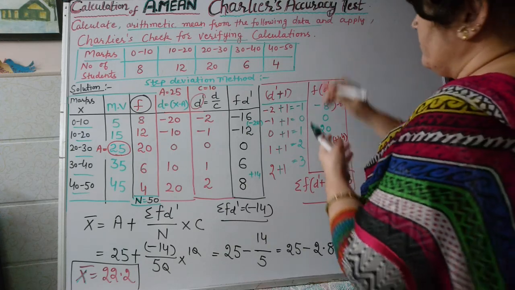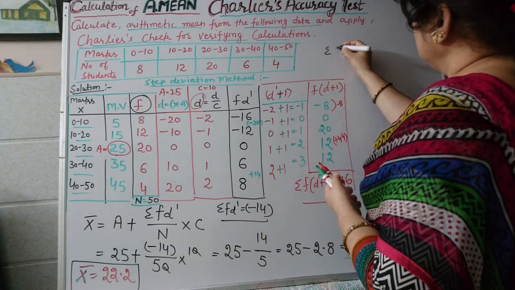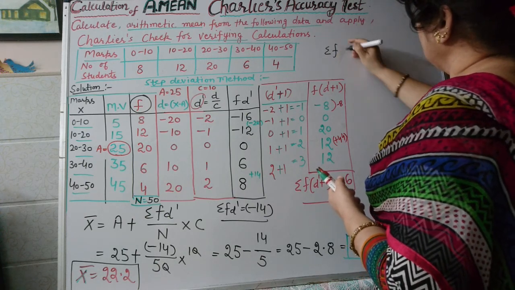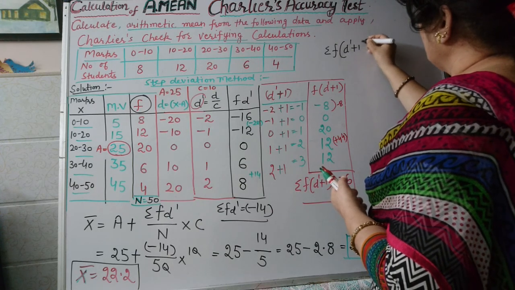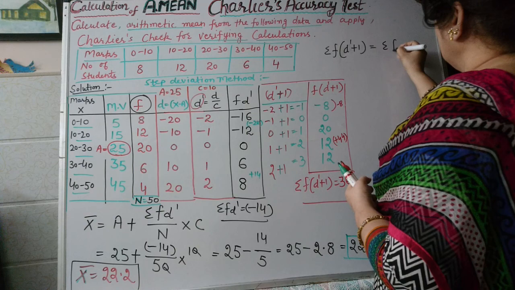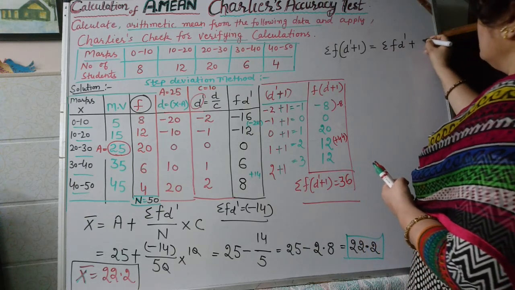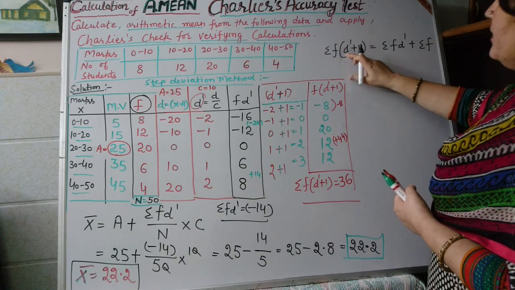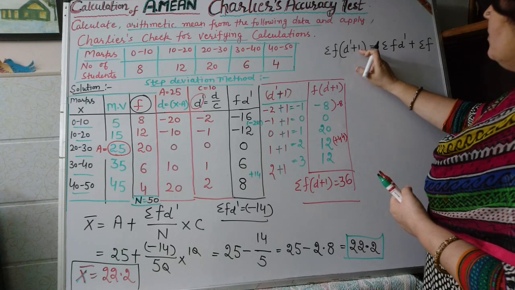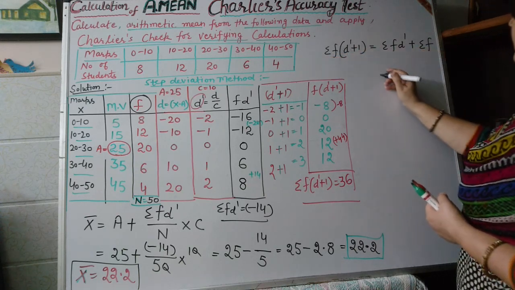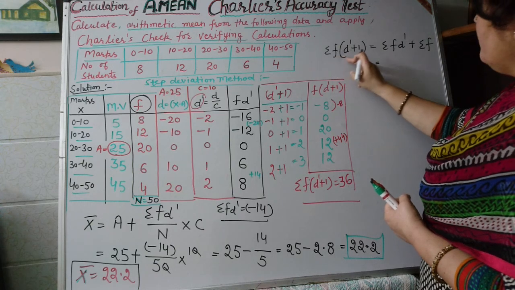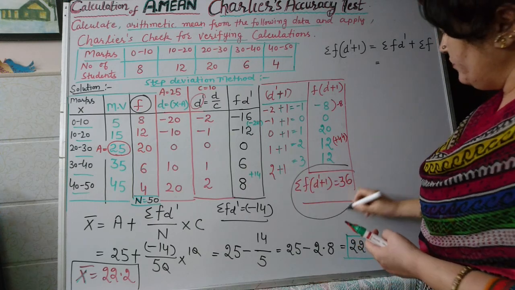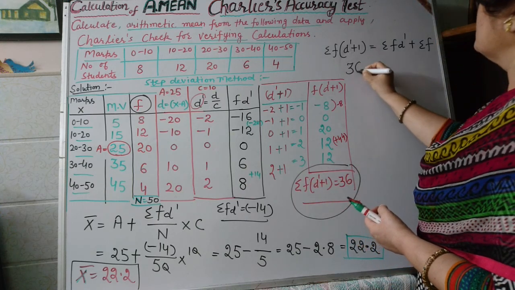Formula is sigma f multiplied by d dash plus 1 is equal to sigma f d dash plus sigma f. Summation f will be multiplied by d dash plus 1, it is sigma f d dash plus sigma f. We have recently calculated the values of sigma f d dash plus 1, which is equivalent to 36.